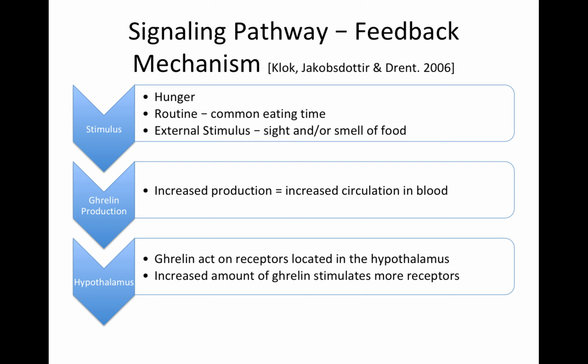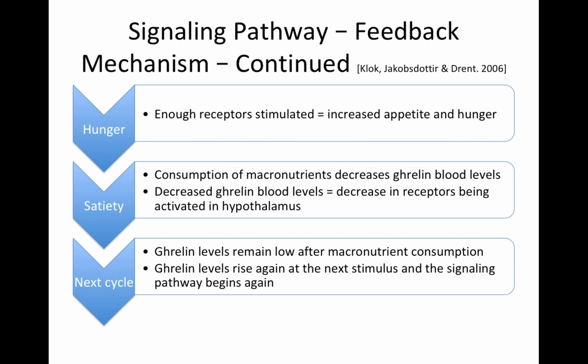So increased ghrelin production means that there is now an increase in ghrelin plasma levels, which then travels all the way towards the brain where the hormone acts on the receptors located throughout the hypothalamus. Our appetite grows with the number of receptors that are activated. So the more receptors that are activated, the bigger our appetite becomes.